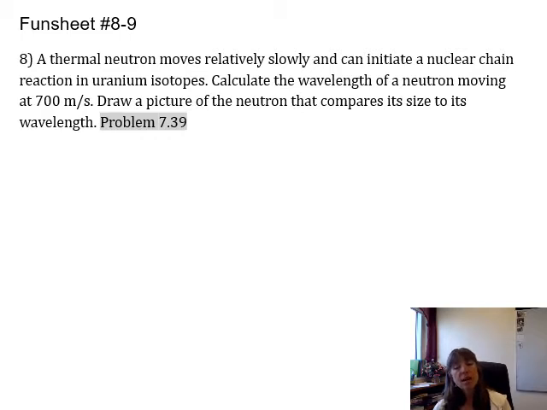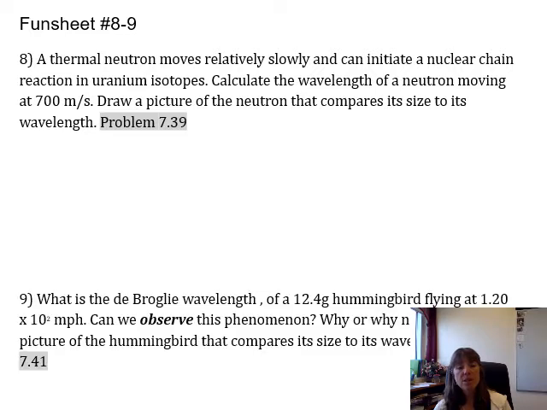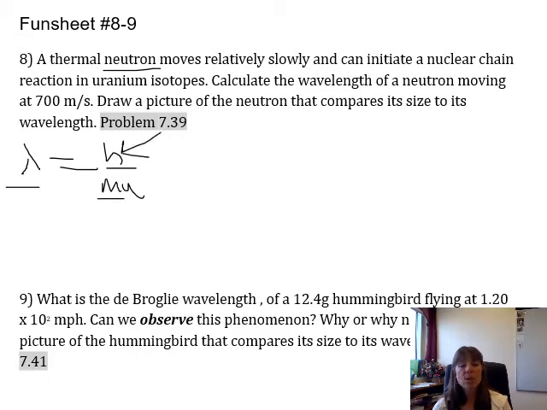So on your fun sheet, for numbers 8 and 9, I ask you to use the same thing, de Broglie's formula. I'm sorry, not Planck's formula, de Broglie. De Broglie's formula was lambda equals h over mu, and we just used it for the ping pong ball. You can do that for each one of these. A thermal neutron, which is a tiny particle, moves slowly compared to other particles and can initiate a nuclear chain reaction. The goal is to calculate the wavelength if it's moving at 700 meters per second. You'd have to look up the mass of a neutron and, of course, use Planck's constant.